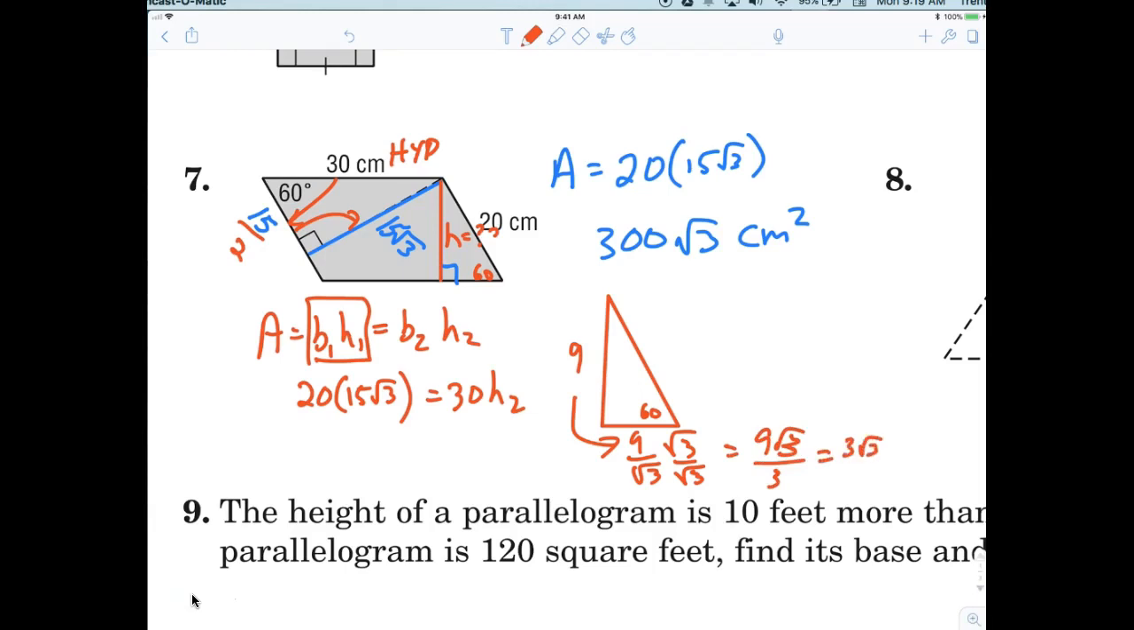Wait, shouldn't that be opposite? If the short leg is half hypotenuse. Yeah, well, again, you got my point. Thank you.